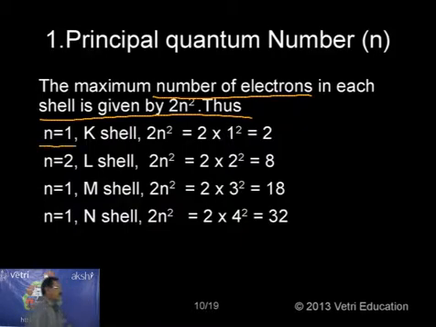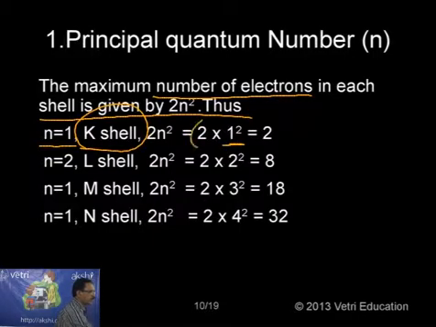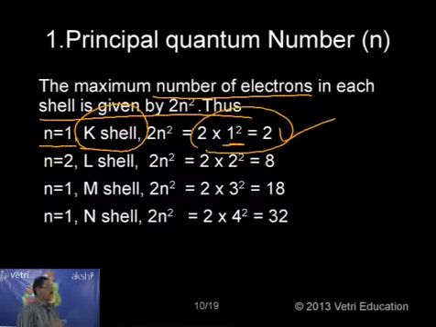Suppose when n equal to 1, the shell we'll call the K shell. We have discussed it already under the Bohr model. So 2n square means, for n equal to 1, 2 into 1 square, nothing but 2. So the maximum number of electrons in the first level will be 2. That is the most important.